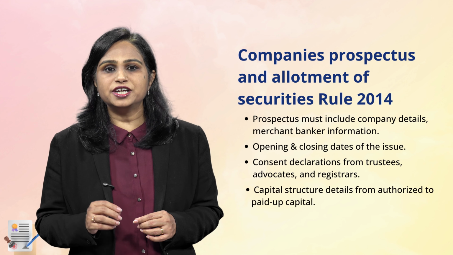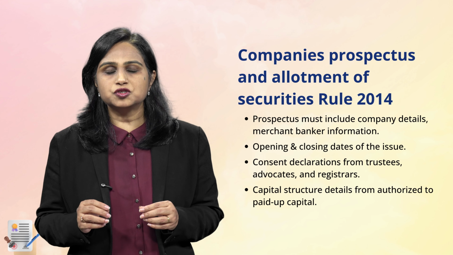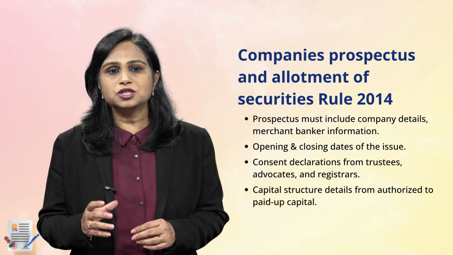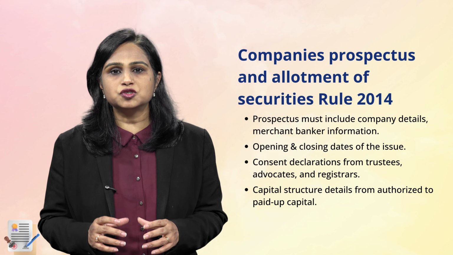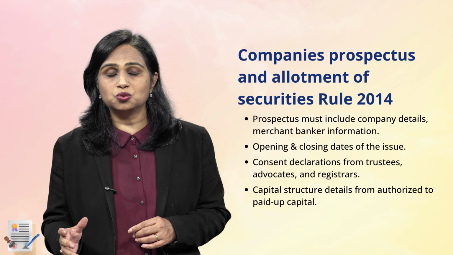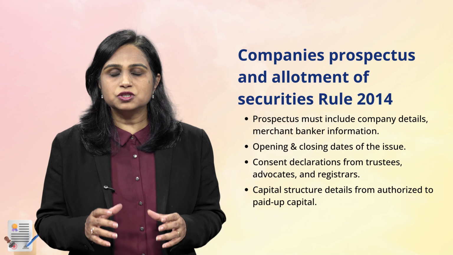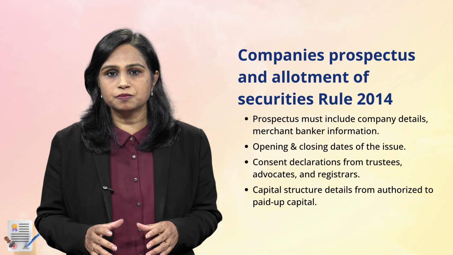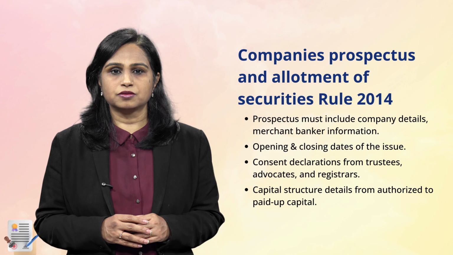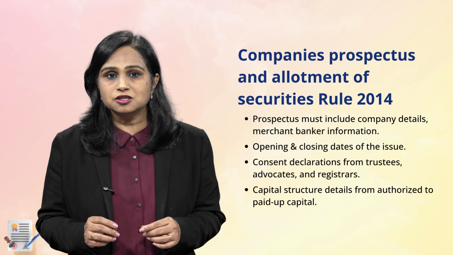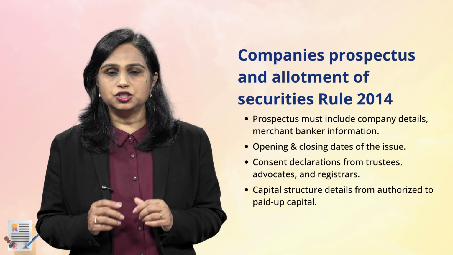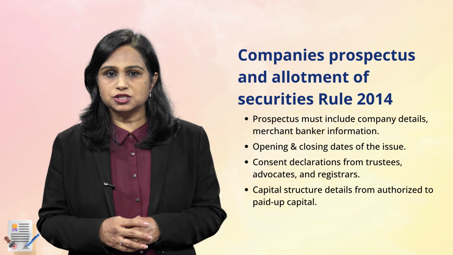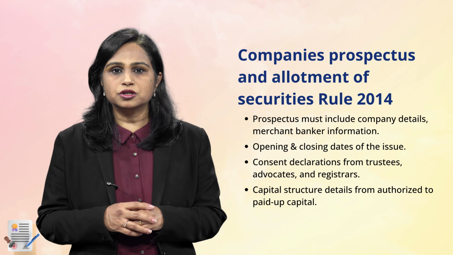The second rule is related to company's prospectus and allotment of securities, which was issued by SEBI on April 1st, 2014. This rule is called the Company's Prospectus and Allotment of Securities Rule 2014. In this rule, SEBI makes clear that the prospectus which a company issues should contain the name, address and contact details of the company and details of the merchant banker of the company. The prospectus should also include the dates related to the opening and closing of the issue. The prospectus should contain important declarations of consent given by trustees, advocates and registrar of the issues.